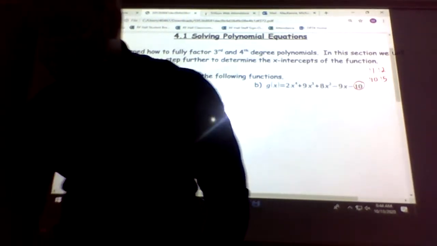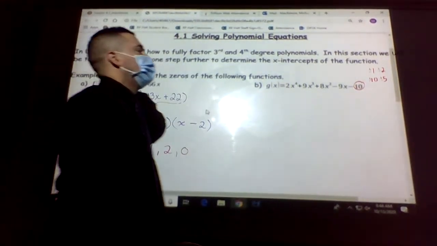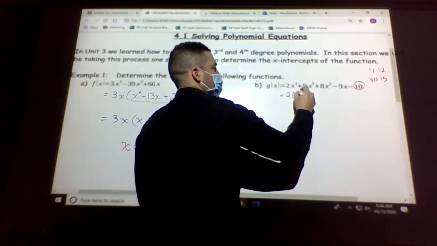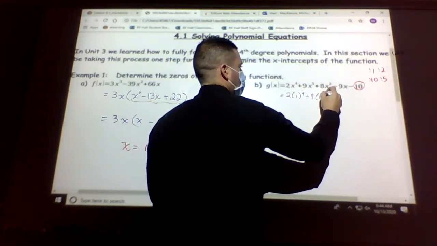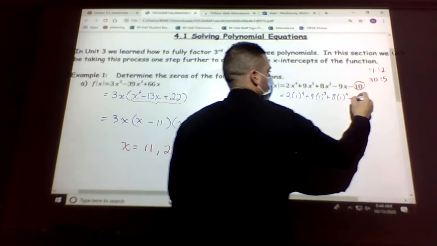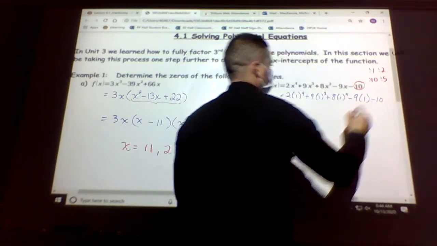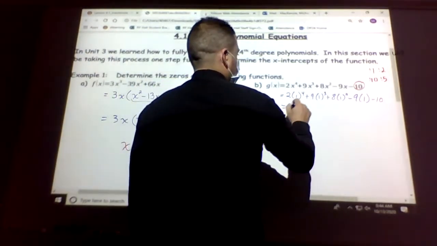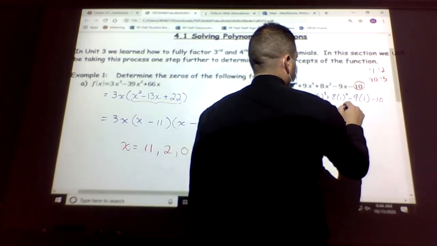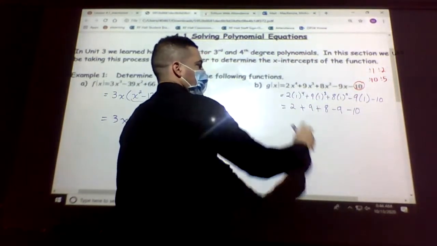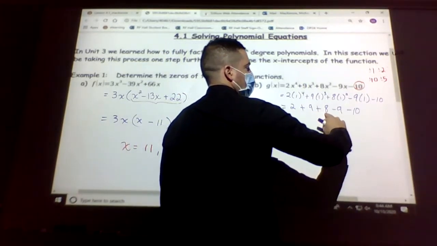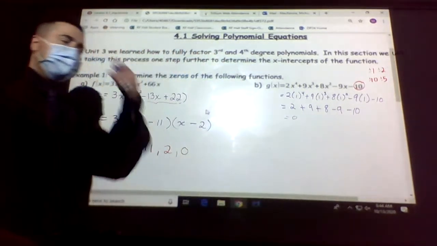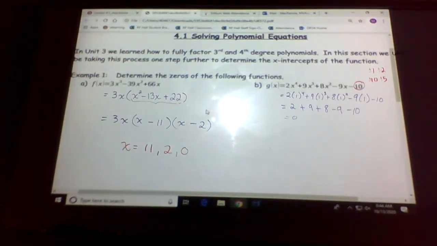I have 1. 1 works. If you substitute 1 into the equation, you're going to get the answer 0. I'm just going to show you quickly. So 2 times 1 to the power 4, plus 9 times 1 to the power 3, plus 8 times 1 to the power 2, minus 9 times 1, minus 10. I always start with positive 1, then negative 1, positive 2, negative 2. So that gives me 2 plus 9 plus 8 minus 9 minus 10. So 11 and 8 is 19, minus 9 is 10, minus 10 is 0. So we know positive 1 is a factor.